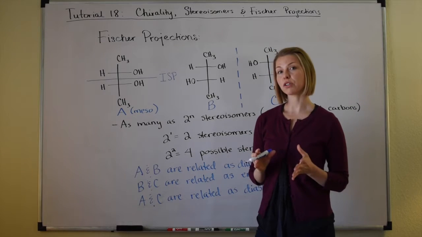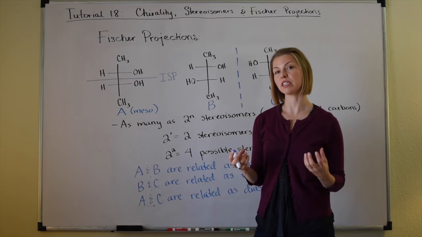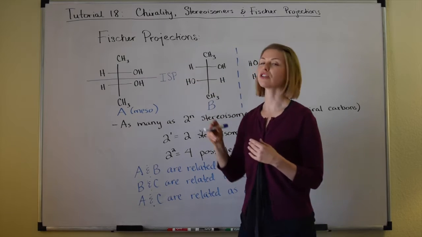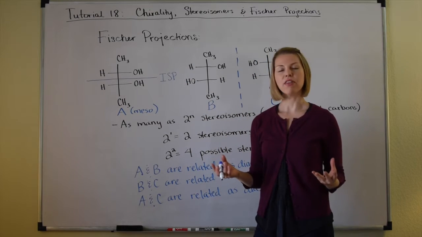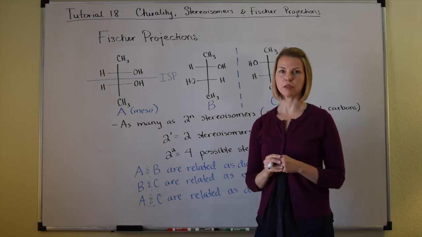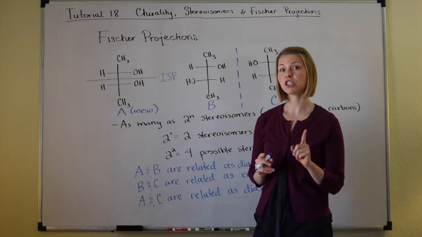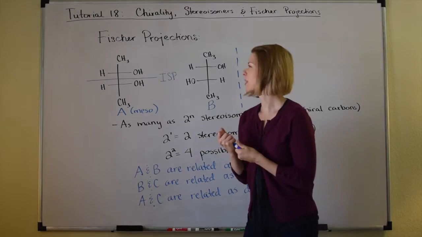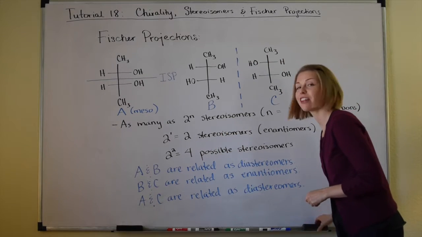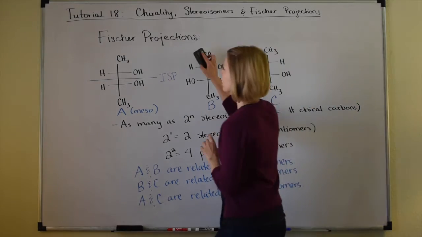Again, a molecule that contains chiral carbons, but because it has an internal symmetry plane, it is achiral overall, and therefore it will not exist as a pair of enantiomers. Its mirror image will be identical to it. Okay, let's erase here and look at another example.